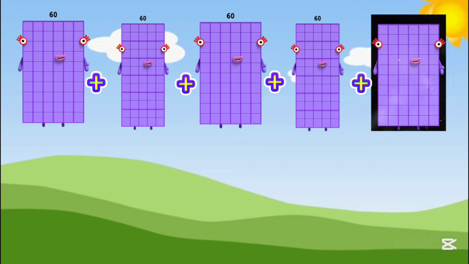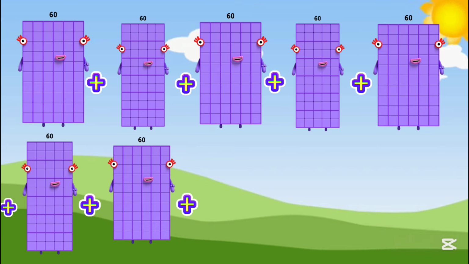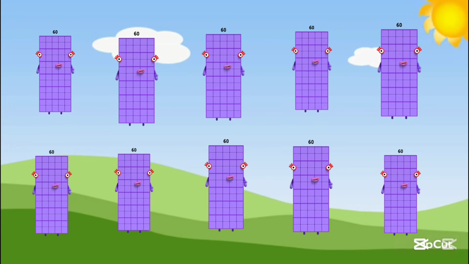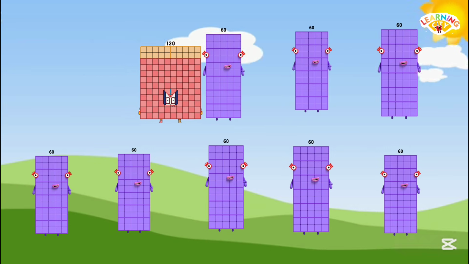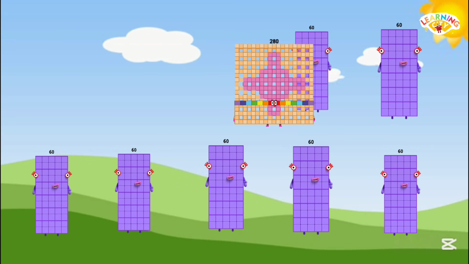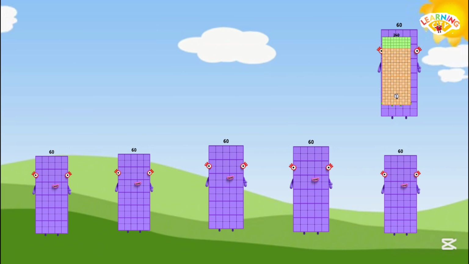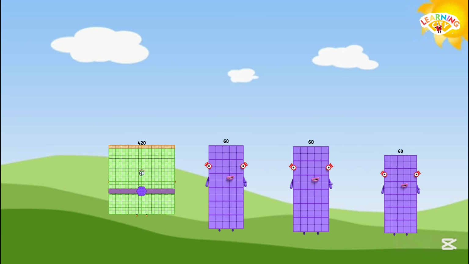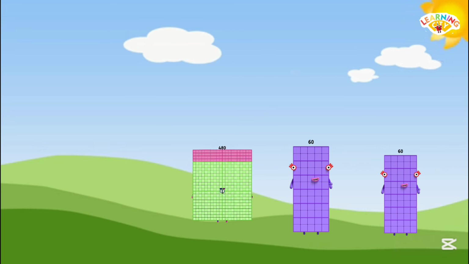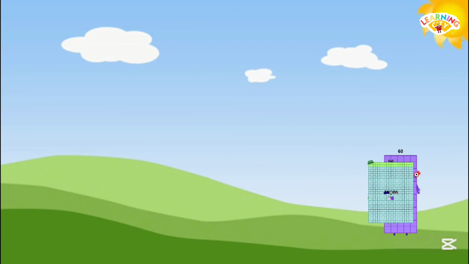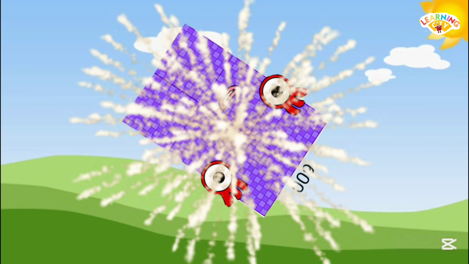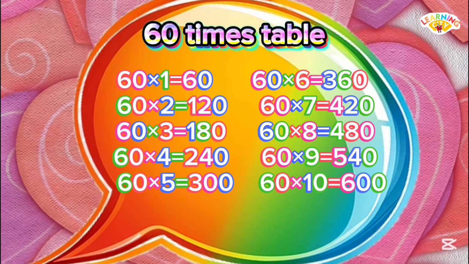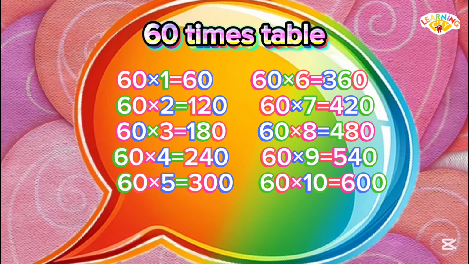Now let's do it again with number block 60. Let's make 60 times table. 60 plus 60, 120, 180, 240, 300, 360, 420, 480, 540 and 600. Here we made 60 times table by using repeated addition.